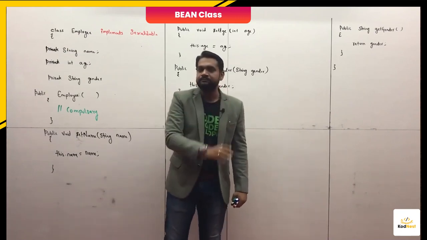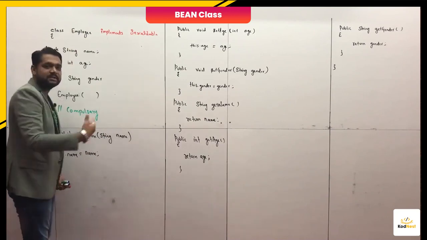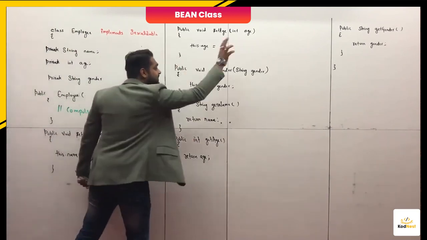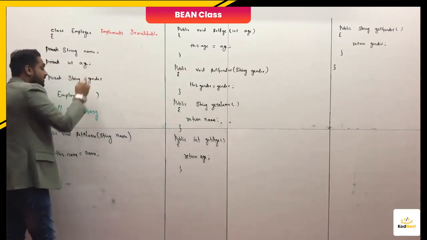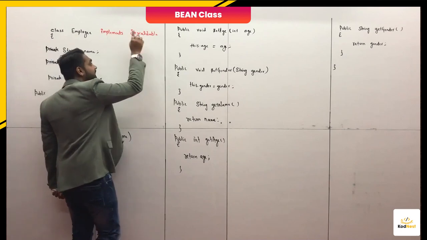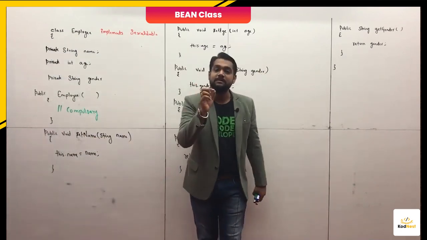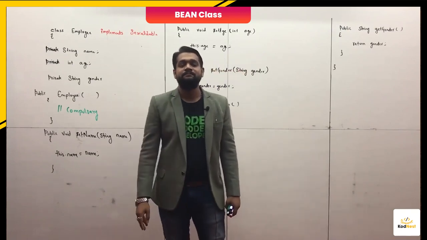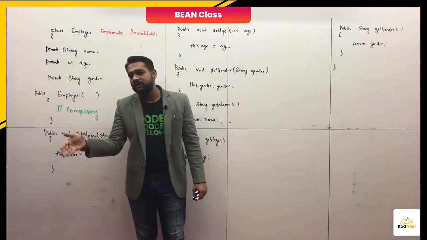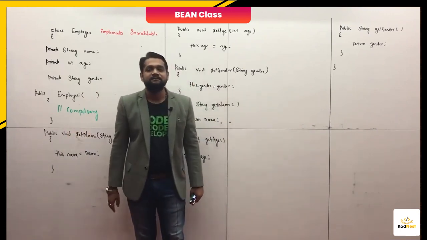Now carefully listen. A Java Bean is a Java class which has private members, public setters and getters for those private members, with one no-argument constructor, and which implements the Serializable interface. That is what a bean class is. I hope I am completely clear about what is a Pojo class and what is a bean class.